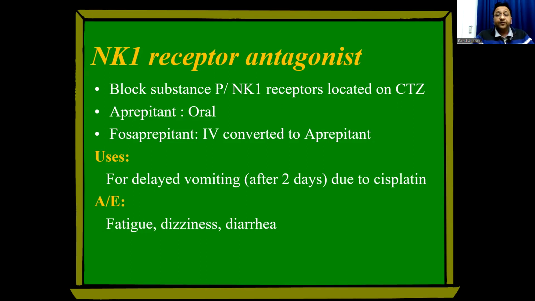cancer chemotherapy drugs: the platinum group, cisplatin, carboplatin, oxaliplatin. Cisplatin is the most notorious for vomiting. So for delayed vomiting after 2 days due to cisplatin, the NK1 receptor antagonist is used. The important adverse effects are fatigue, dizziness, and diarrhea. So NK1 receptor antagonists are basically used for delayed vomiting.